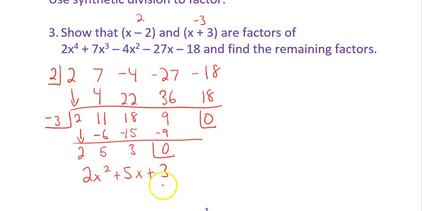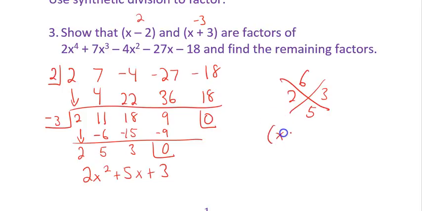And they told us to find the remaining factors. So I'm going to see if this will x factor. 2 times 3 is 6, and then I need a positive 5. So is there something I can multiply to get 6 that will add to get 5? And that will be 2 and 3.